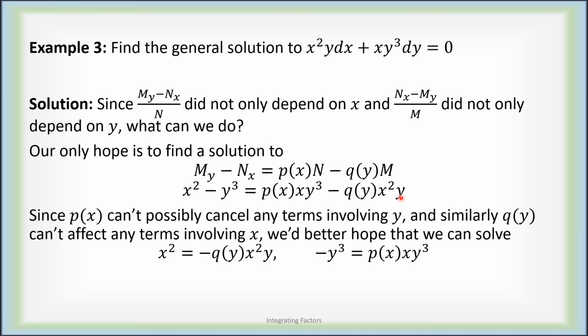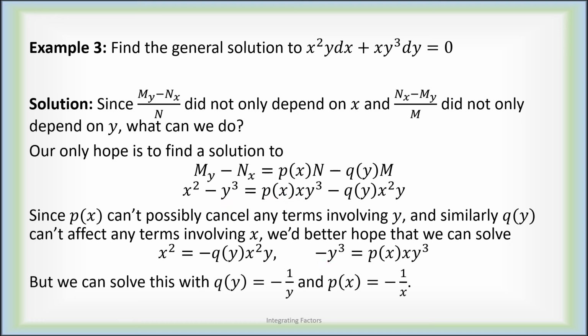We want this term, since this can't cancel any of those x's, this should have x's left over, which means I want it to be x squared. Since P of x can't cancel any of the y's, this term here is going to have y's left over, which should match the only term that has y in it there. Well, we can actually do this pretty straightforwardly. Q of y is -1 over y, and P of x is -1 over x.